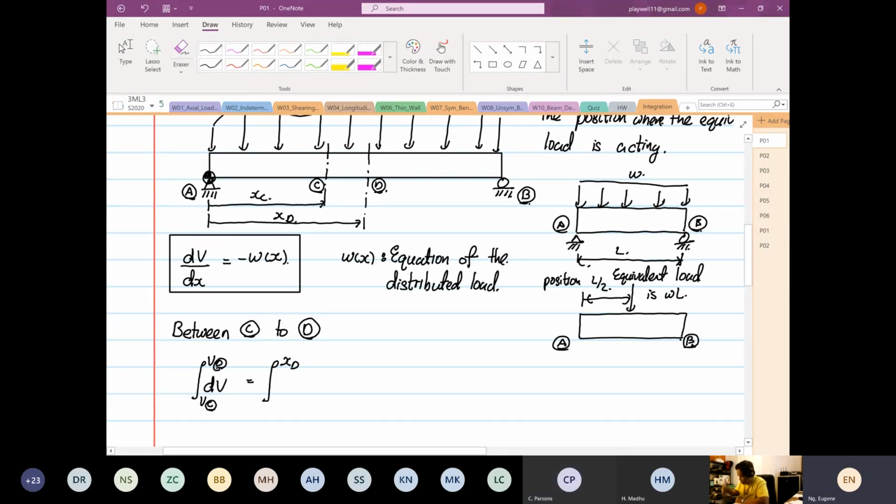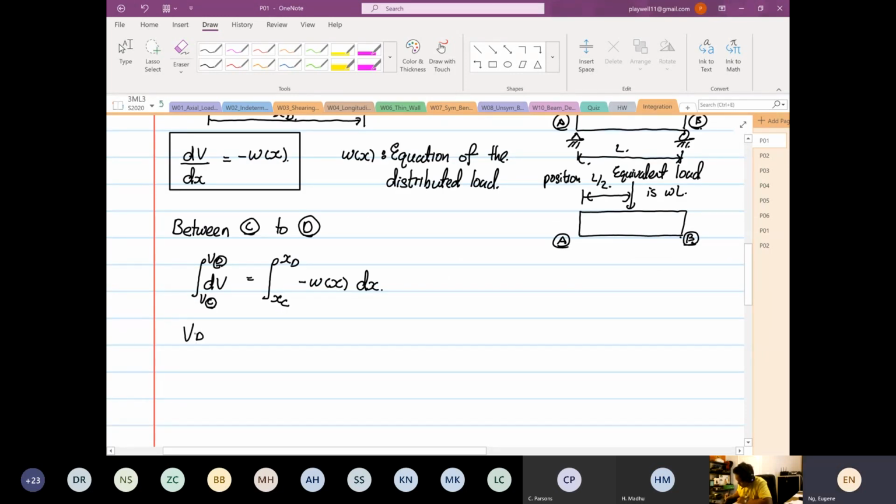I get that. Okay. So this is x C. And then we have minus omega x dx. So this is the expression that we have. One thing I want you to observe now, this is where it's important. When you integrate, what you have is this: V at point D minus V at point C is equal to, you integrate x from distance at point C to point D, minus omega x dx. I want you to observe the left hand side is V, the shear force at point D, minus the shear force at point C.